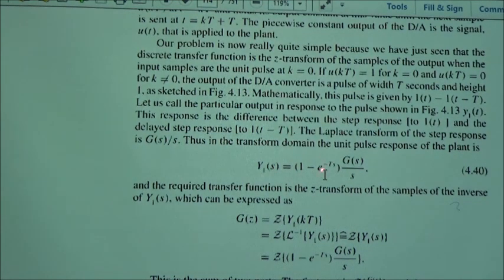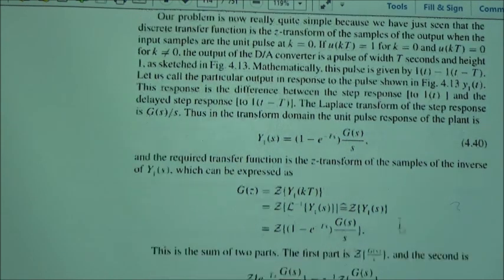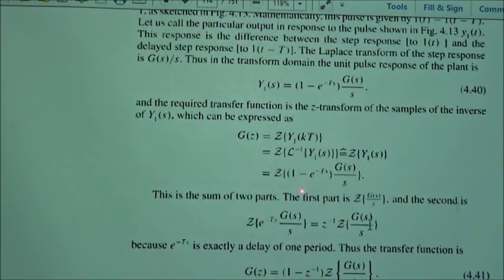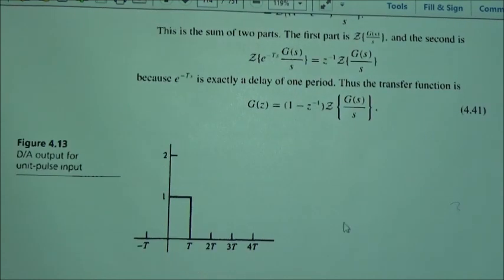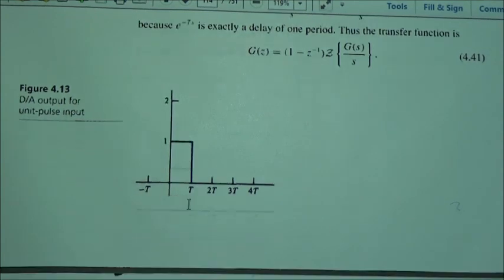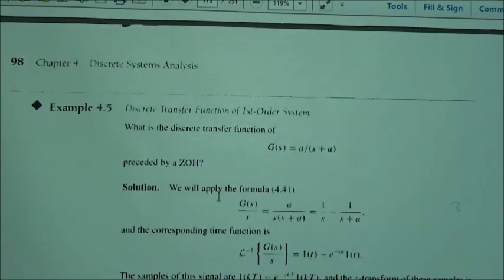See, right there. 1 minus e to the minus Ts, and then it becomes, as we said before, z minus 1 over z, and the z-transform of G over s. So this is what you're talking about in equation 4.41. So again, this is what you see as the output of a digital to analog converter for unit step. So now let's look at an example here.